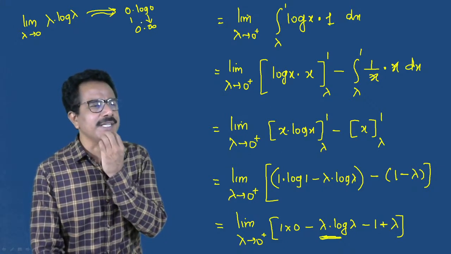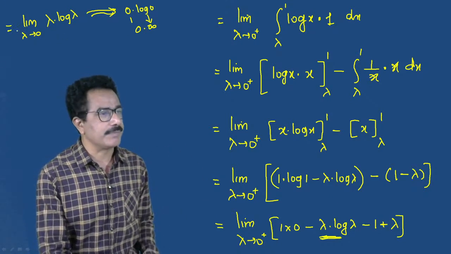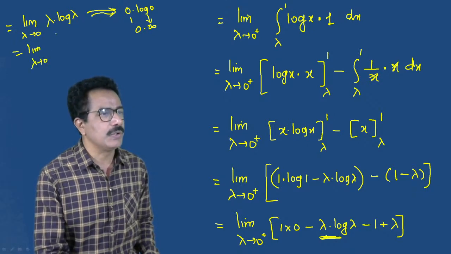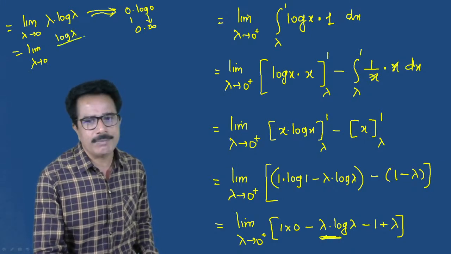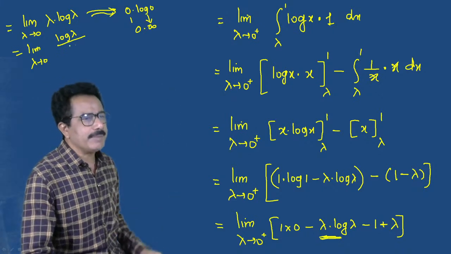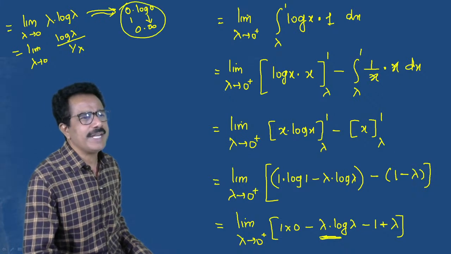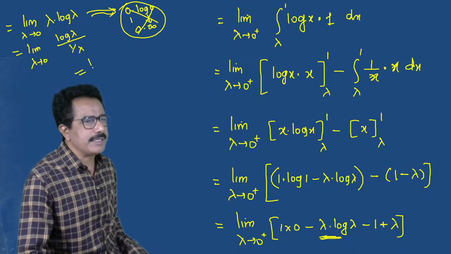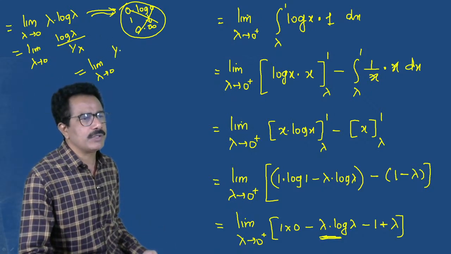Generally 0 into infinity, we can write directly as 0, but there is one solution. How to solve this? Limit lambda tends to 0, we can write this as log lambda divided by 1 upon lambda. This is a rough idea, but this is the actual idea. So calculate this limit as lambda tends to 0, using L'Hospital's rule. The derivative of log lambda is 1 upon lambda.